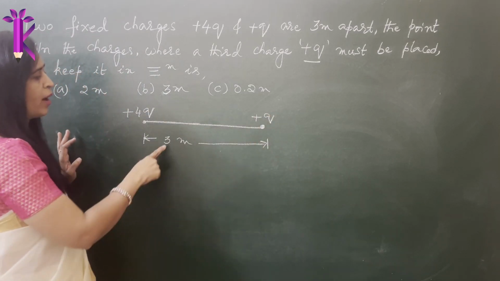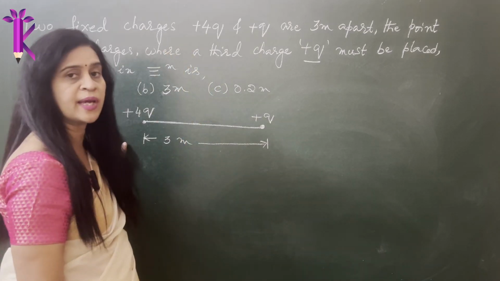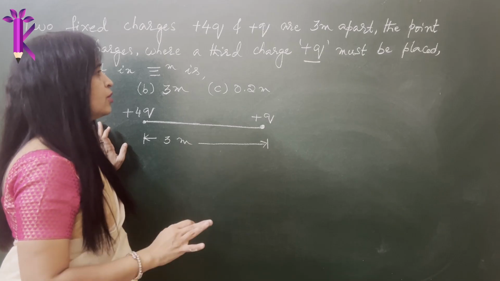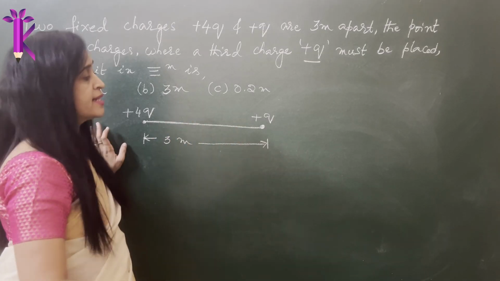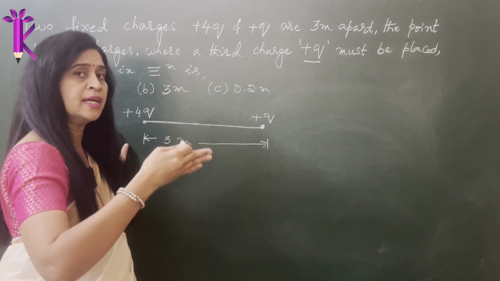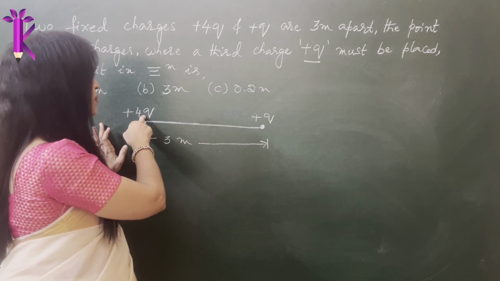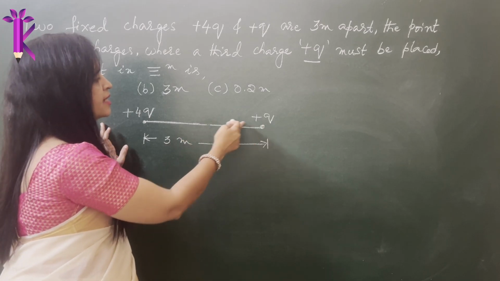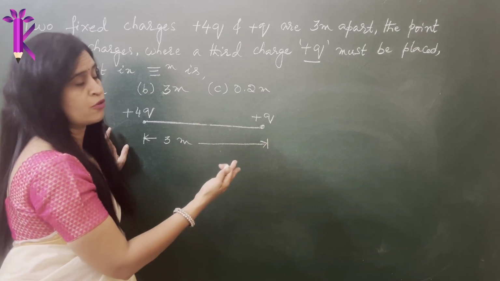You have to find a point between the charges where a third charge plus q must be placed, so that this plus q stays in equilibrium due to these two and doesn't move anywhere. Even if you keep it at the midpoint, this one has a greater repulsive force, so it will definitely move away from that charge, and this one has a lesser repulsive force, so it experiences less repulsion due to this.